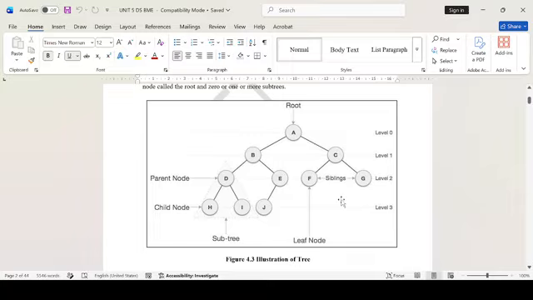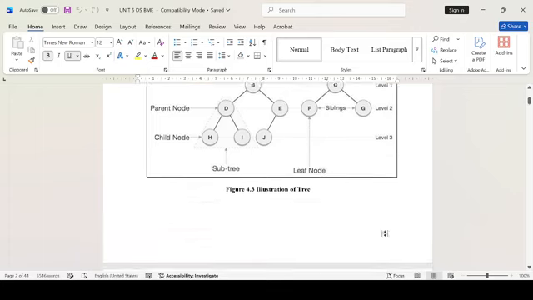Here we have a tree with nodes. The first one is called the root node. The root node is at level 0. Then B and C are at level 1, and D, E, F, G are at level 2. This D subtree is referred to as a subtree. The node which does not have a child node is referred to as a leaf node. The nodes which are at the same level are referred to as siblings. So this is about the basic terms.